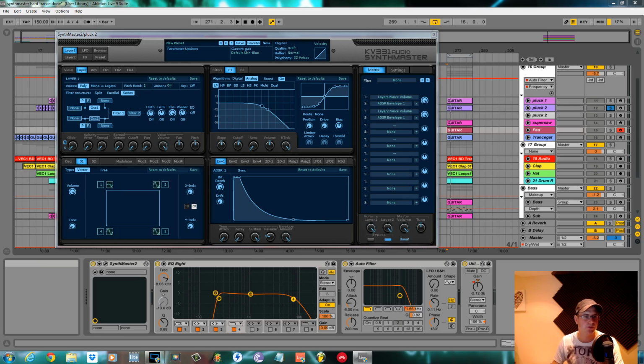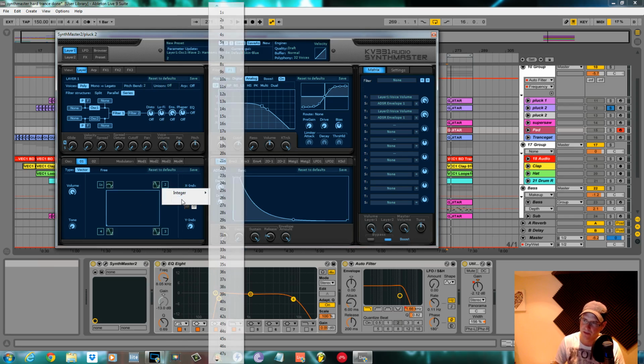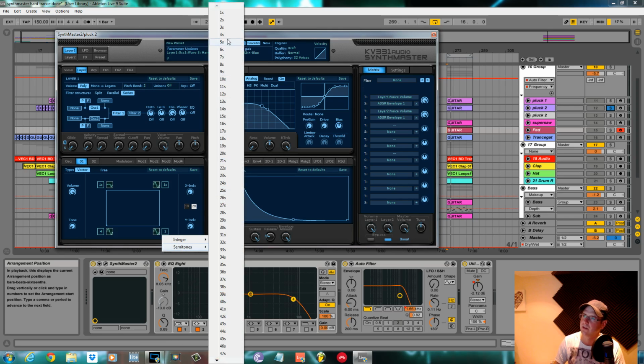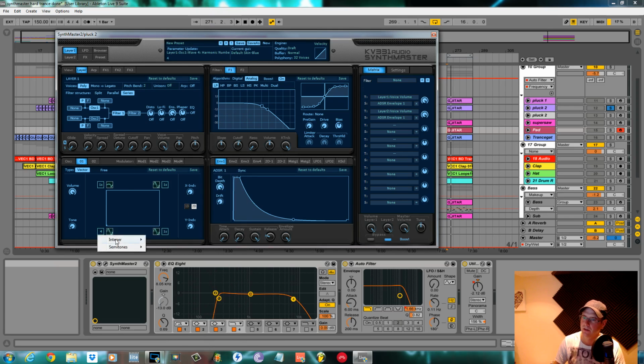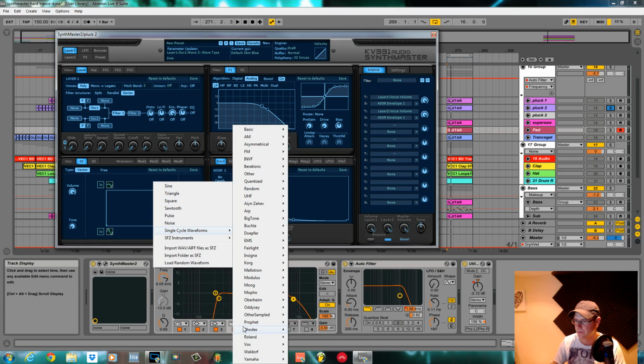The first one I used was just a basic sawtooth, which it comes on as standard. I always change these to semitones because it's easier for me to work with. I had all of them on one semitone, so they were all in the same note. Oscillator 2, or this second box, wave 2, was one of the Profit waves. It was Profit 605. That's in these single cycle waveforms.